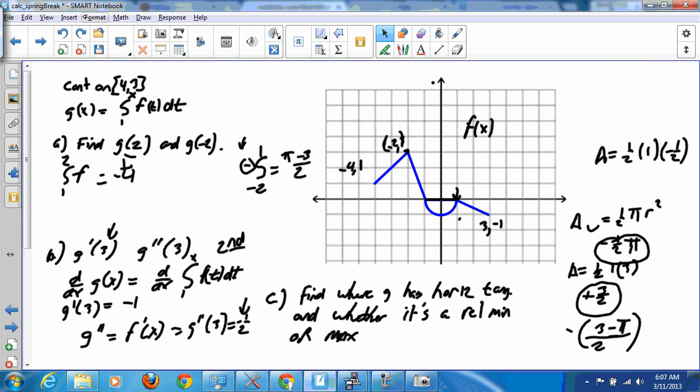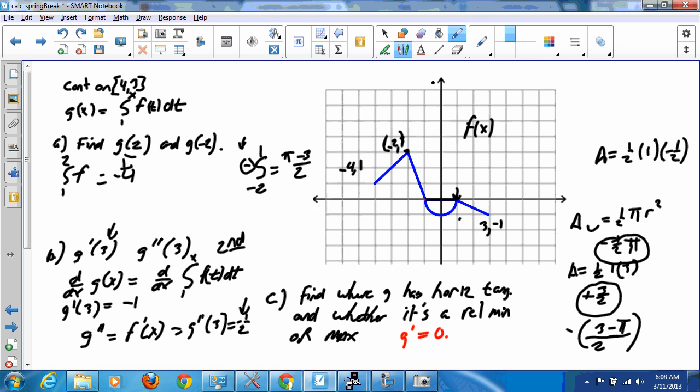Okay, taking a look at part C, it says find where G has horizontal tangents, and then talk about whether it's a relative minimum or relative maximum. So, if you'll recall, we are looking for where G prime is equal to 0, and since G prime is equal to this function, where is G prime equal to 0?